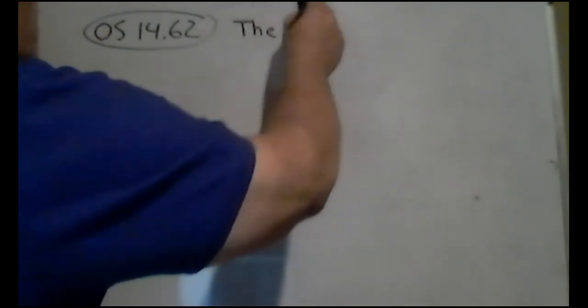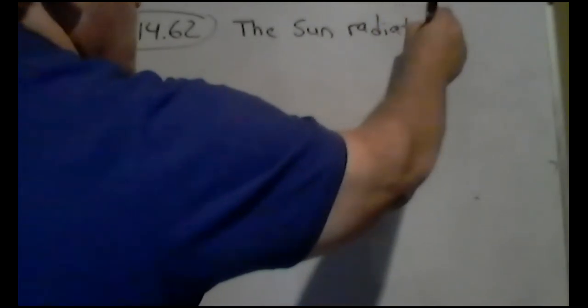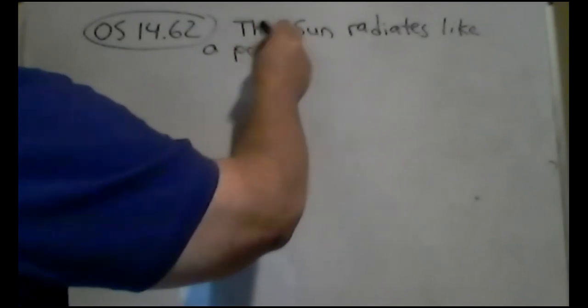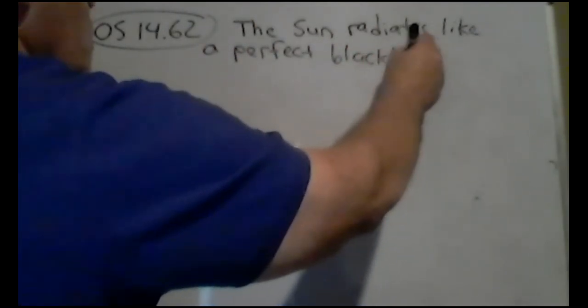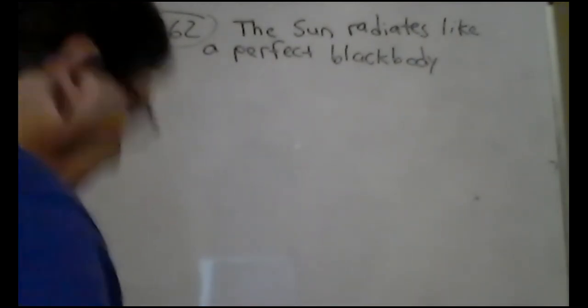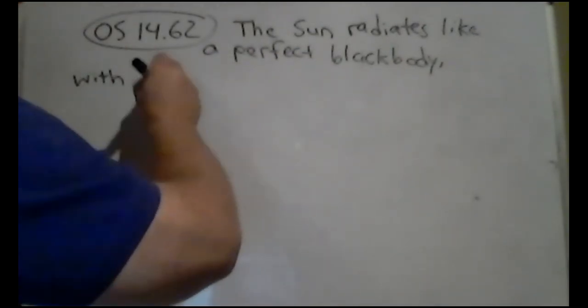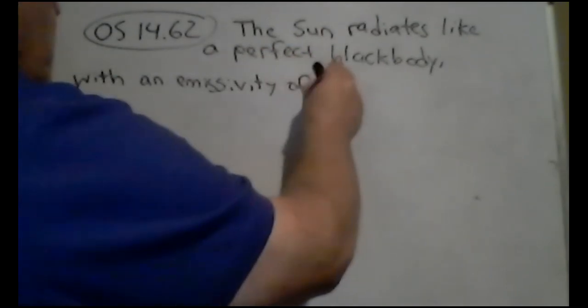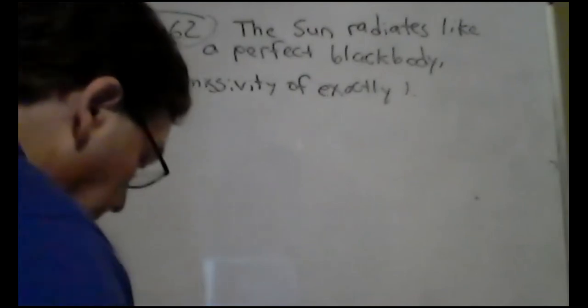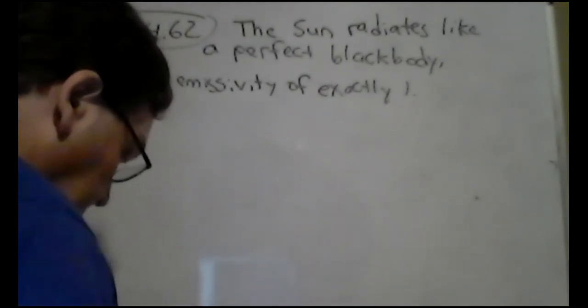One last one to do in this video. That's problem 14.60 of OpenStax. All right, the problem is as follows. The sun radiates like a perfect black body, an emissivity of exactly one. That's what that means. A, calculate the surface temperature of the sun.